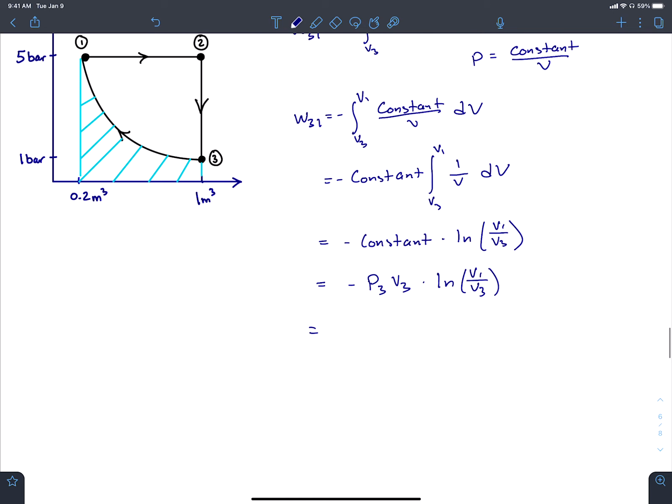Where was I? Okay, so plugging this in: 1 times 10 to the 5th Pascal times 1 meter cubed times ln of 0.2 meters cubed over 1 meters cubed. And so this gets you 1.61 times 10 to the 5th joules.